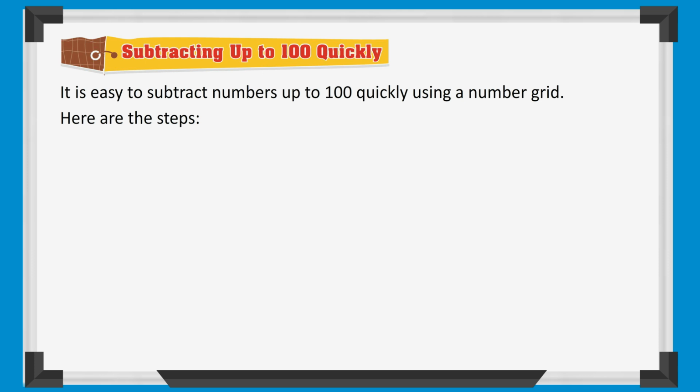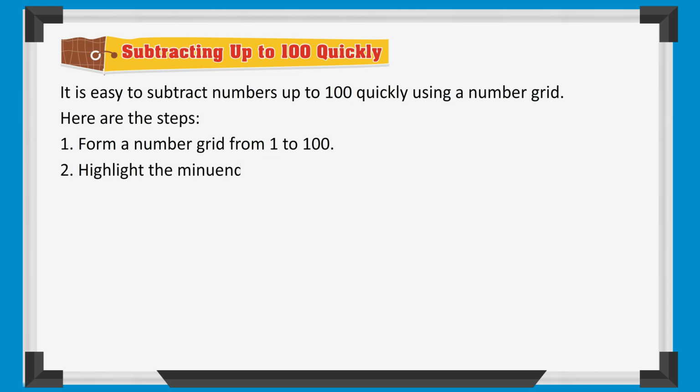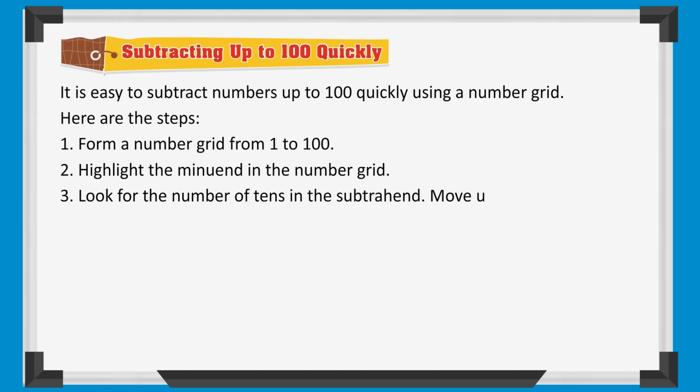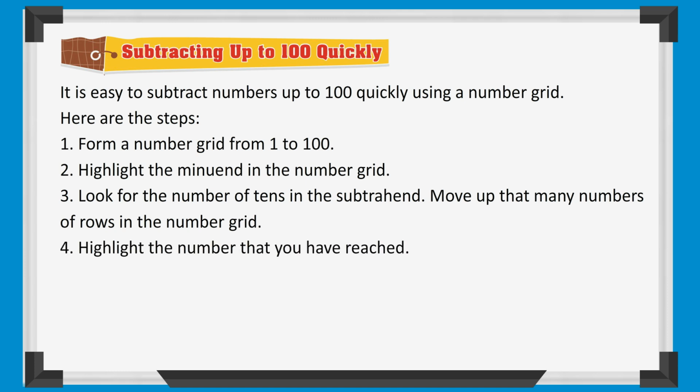Here are the steps. 1. Form a number grid from 1 to 100. 2. Highlight the minuend in the number grid. 3. Look for the number of tens in the subtrahend. Move up that many numbers of rows in the number grid. 4. Highlight the number that you have reached.